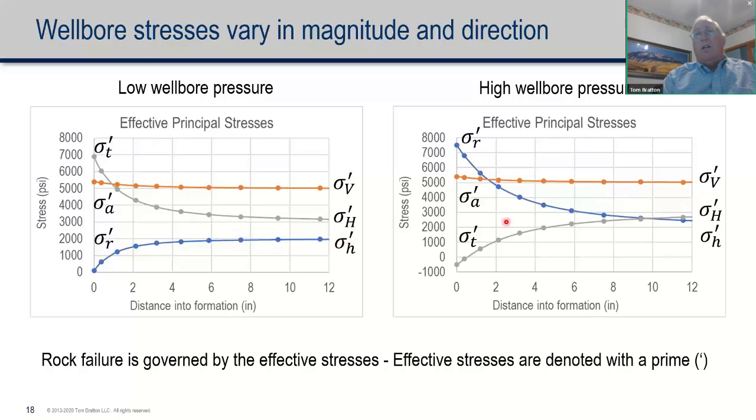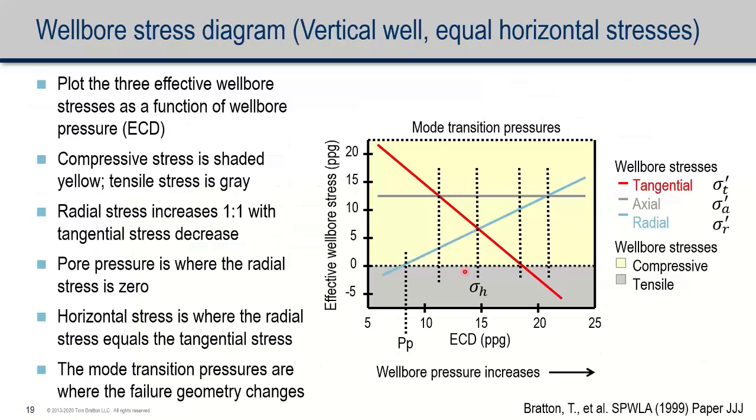To hydraulically fracture a formation, we raise the pressure in the wellbore to a very high number, say above 7,000 psi in this example, and it causes the hoop stress, or the tangential stress, to go negative, or tensile, causing a tensile failure at the borehole wall.